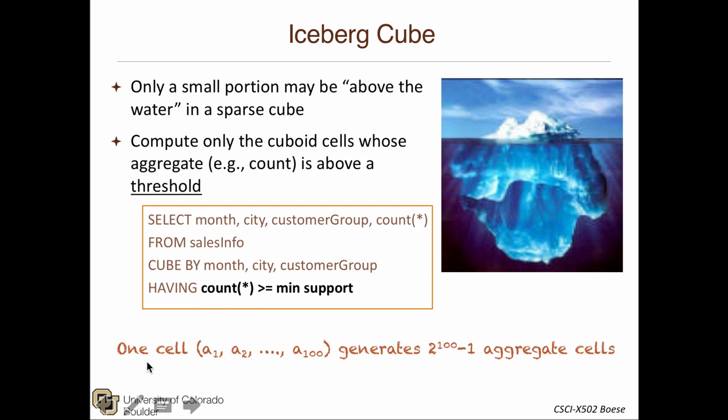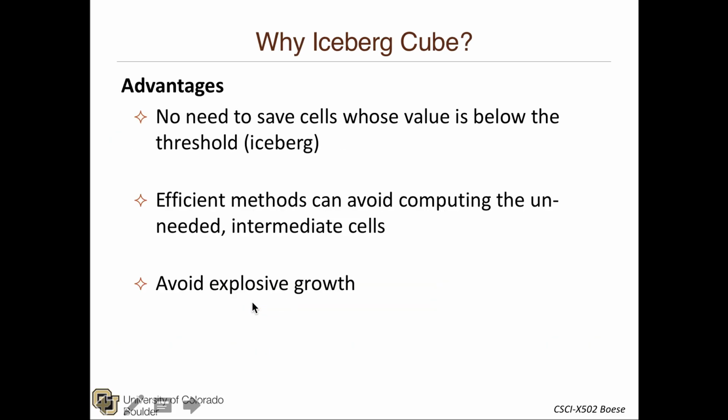And essentially, one cell generates a lot of aggregate cells. Essentially, we're doing 100 choose 1 plus 100 choose 2 plus 100 choose 3, assuming we have 100 attributes here. So it gets really large. So that's a lot to deal with. So we're dealing with these icebergs.